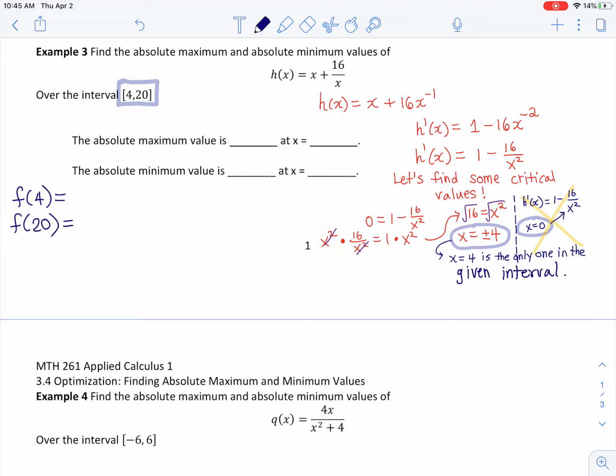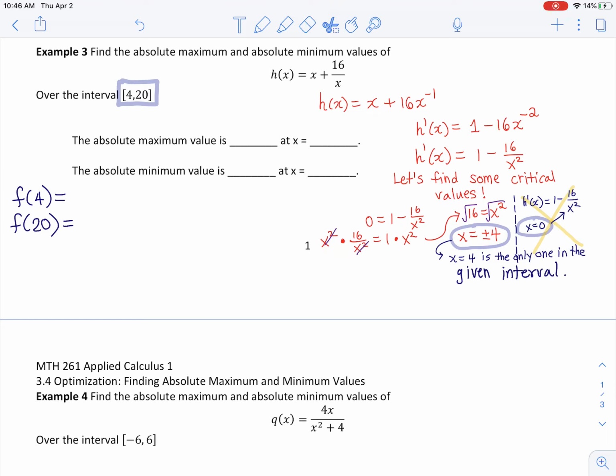All right, x equals 4 is the only one in the given interval. So I'm not going to test f of negative 4 or f of 0. I wrote it down over here and I realized, oh, I got f of 4 written down already. I don't need to do that twice.